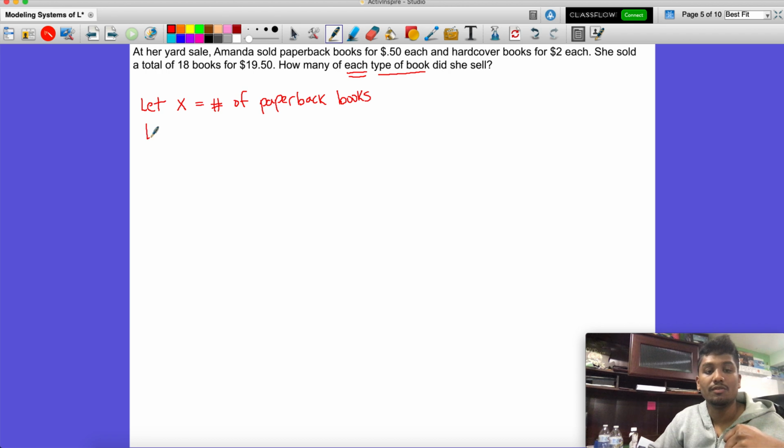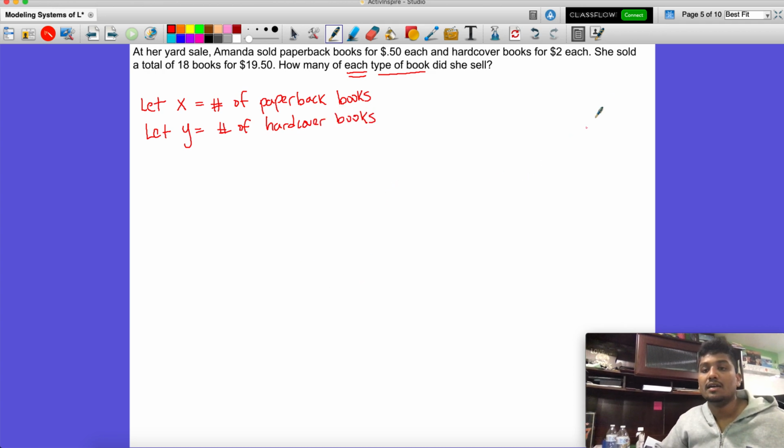And the other one is let y equal the number of, in this case, hardcover books. So now we need to figure this out. They didn't give us anything, so we have to be on our own for this one. Let's see. We have two variables.